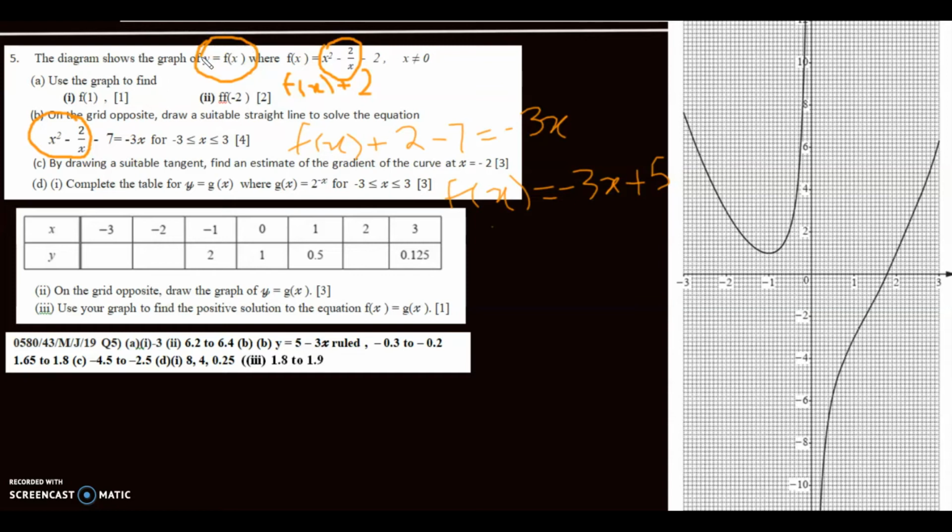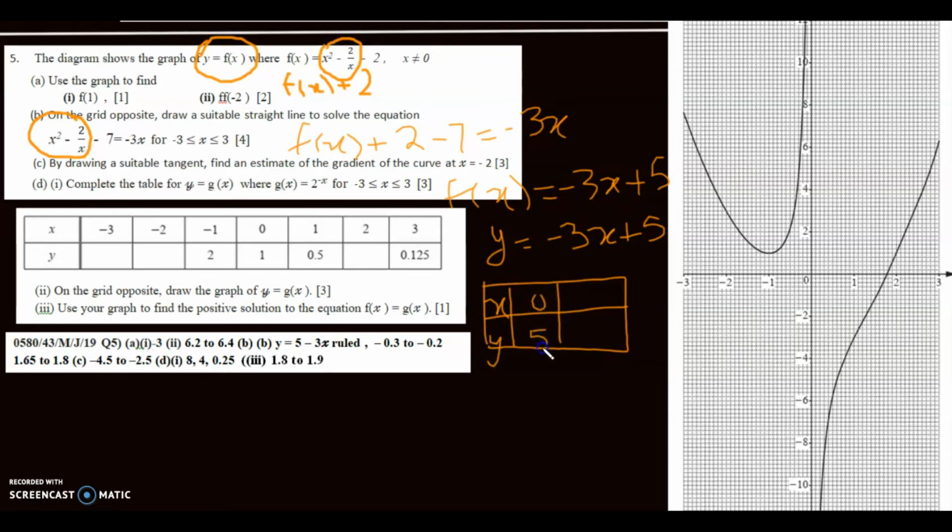So this equation becomes y equals minus 3x plus 5. Now we have to draw this equation on the curve. So I'll take 3 values of x and the corresponding 3 values of y. I'll take x 0, that will give me y 5. When I take x 1, that will give me y 2. When I take x minus 1, this will give me 8.